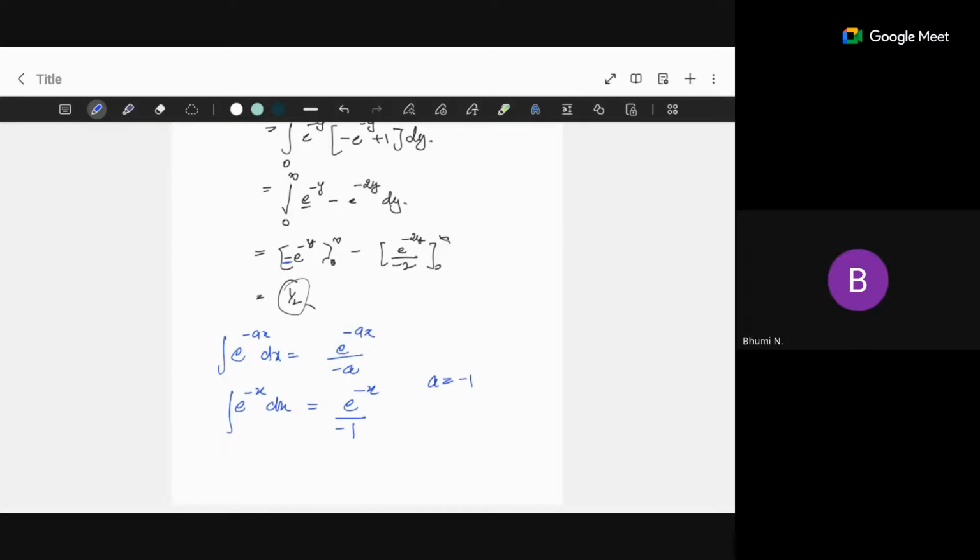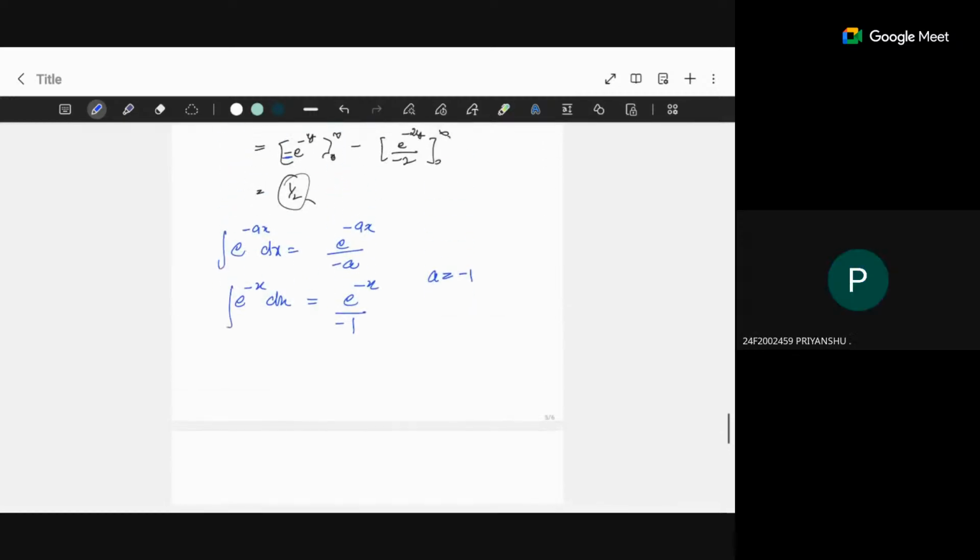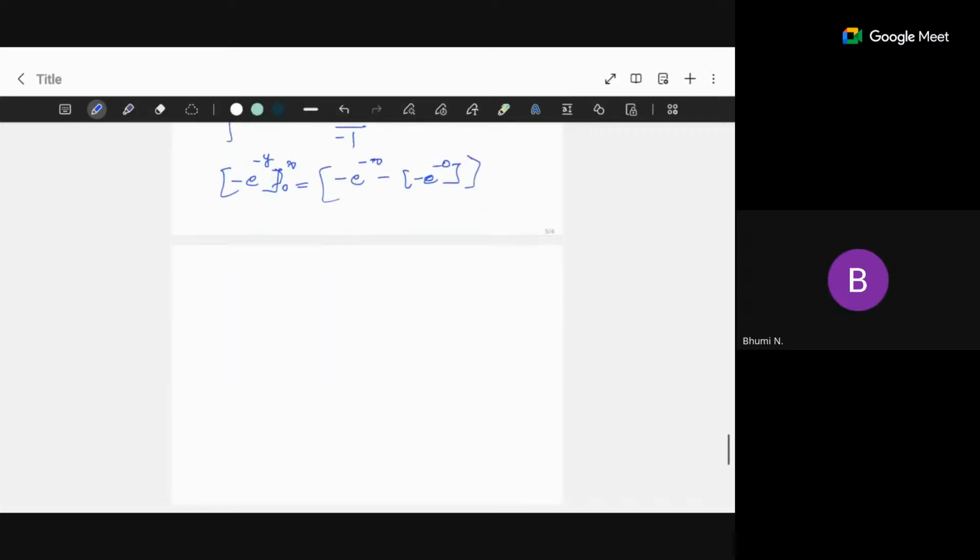See, actually 0 is the lower limit, so e raised to the power minus y from 0 to infinity, 0 is the lower limit. So this will be e raised to the power minus infinity minus of e raised to the power minus 0. Okay? Yes, ma'am. Thank you. Yeah. Okay, that's it. Okay, Bhumi, you have a doubt?